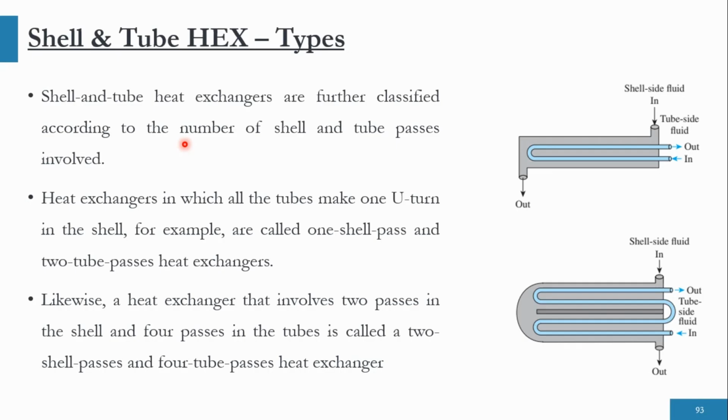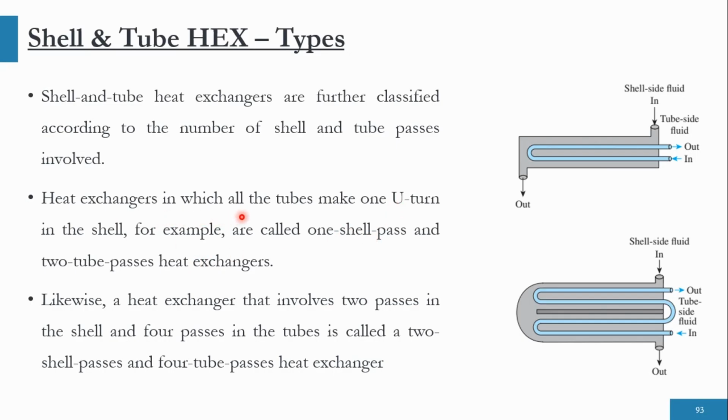Coming to the types of shell and tube heat exchanger, there are two types which I'm discussing today. These types are defined according to the number of shell and tube passes. Now just look at this first diagram. The fluid is coming here, the shell side fluid, and it goes out. So this is just one pass of shell, so we will call it one shell pass. But for the tube, this is the flow, one pass, then U-turn, this is the second pass. This arrangement is called one shell pass and two tube passes heat exchanger.